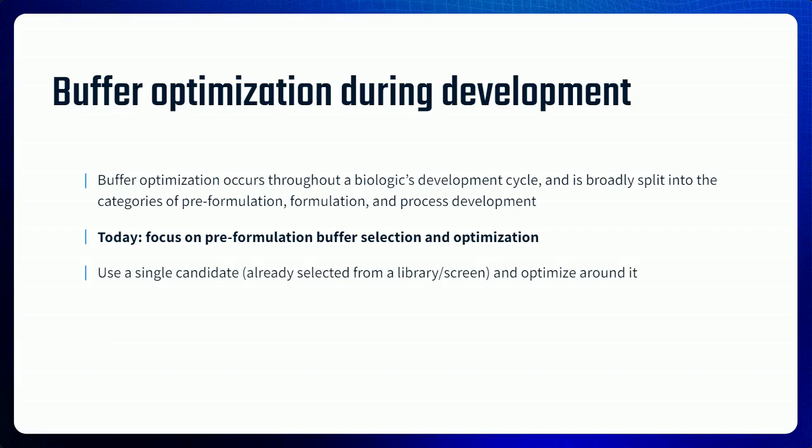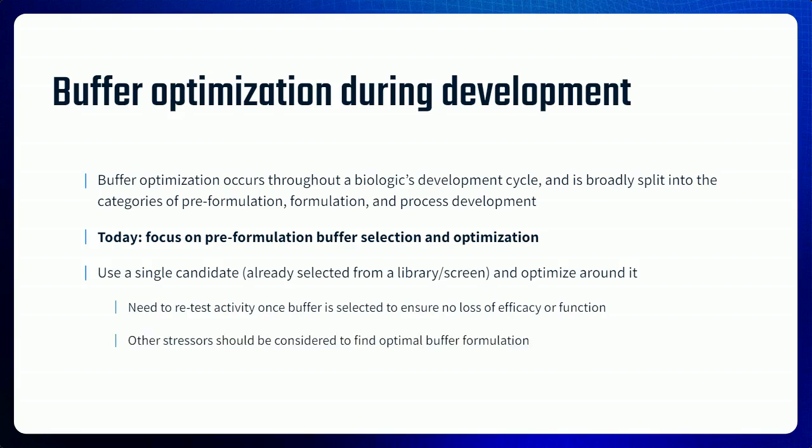Now, these types of experiments are generally done before scale-up, but after an optimal candidate has already been selected from a library or screen. So you'll be optimizing around the ideal conditions for that particular candidate. Now, it's important to note that while you'll be able to assess the stability of your candidate in the optimized buffer using the techniques I'll discuss in a bit, you'll still need to retest the activity of your candidate to ensure that there's no loss of efficacy or function.